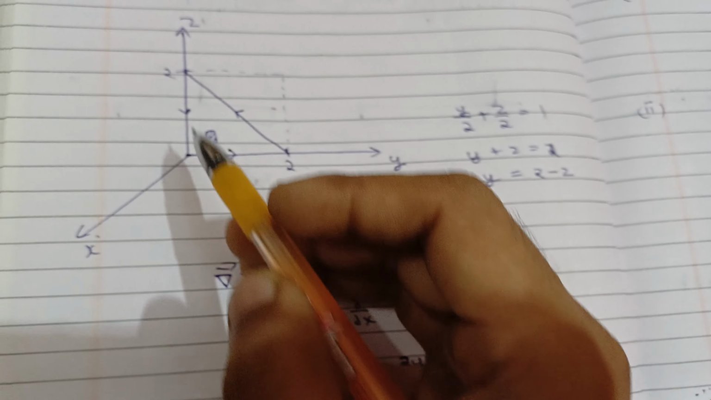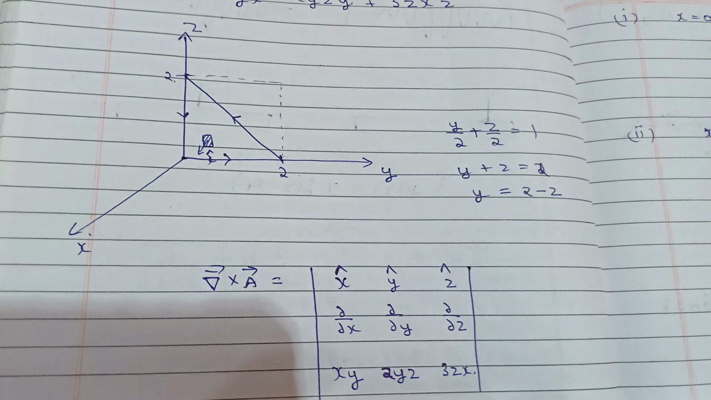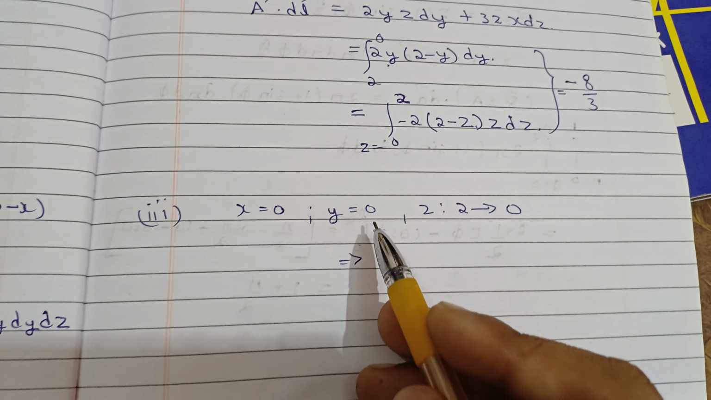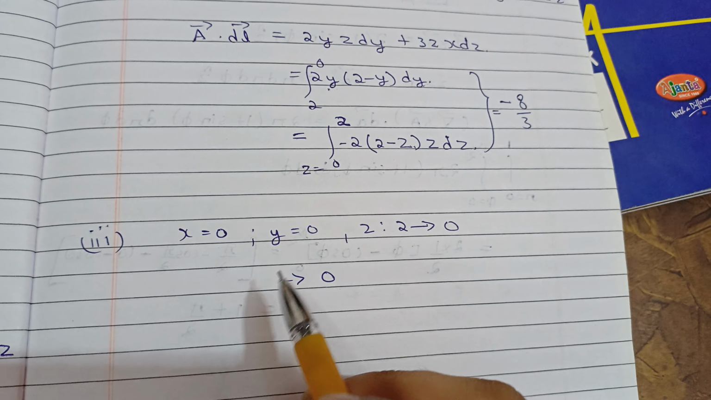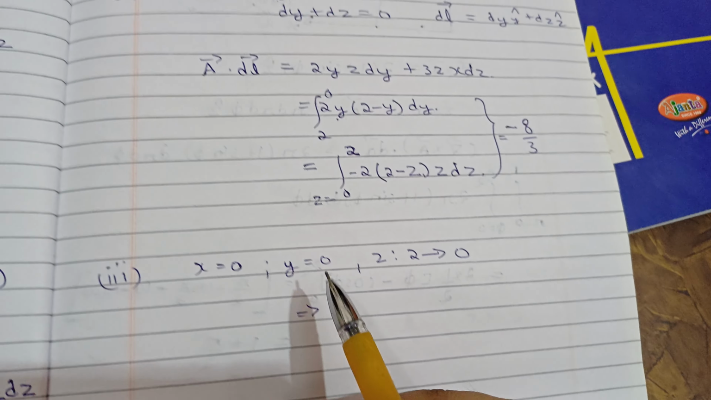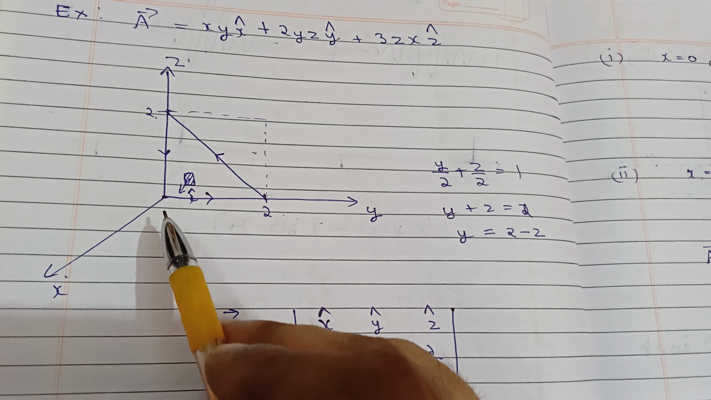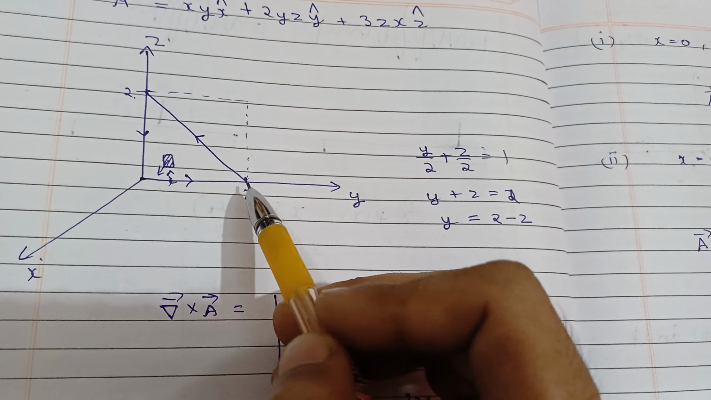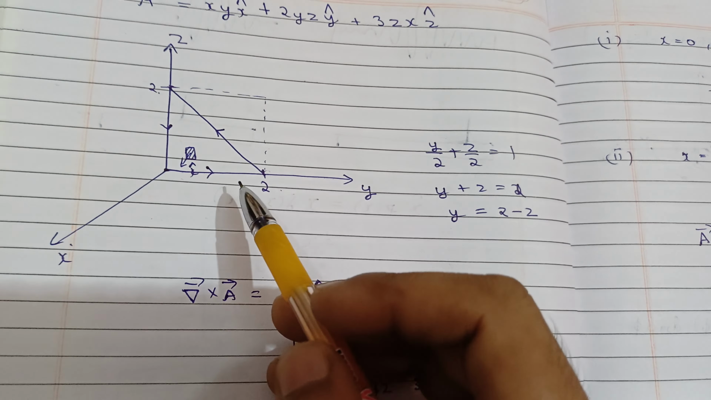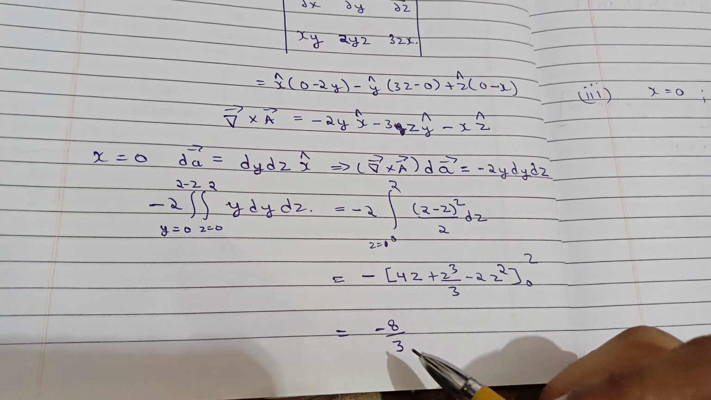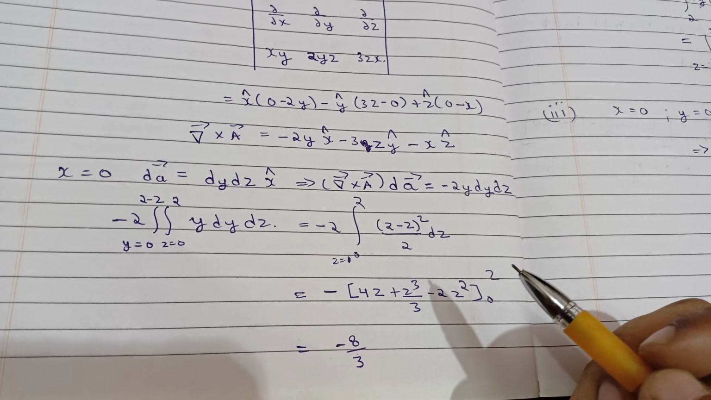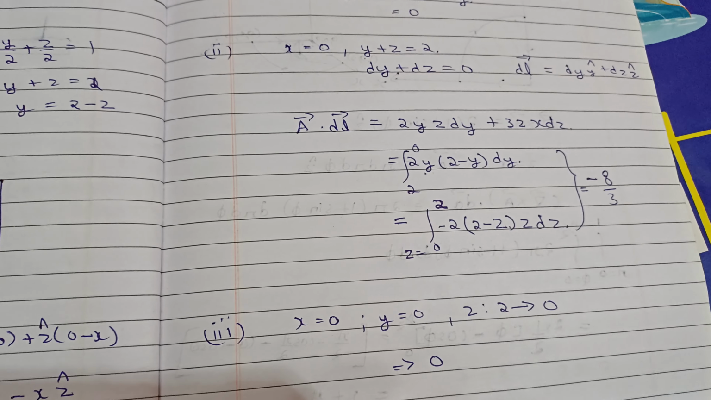And for this third axis, x equal to 0 and y equal to 0, so dl will be dz, and if you solve A dot dl, this third segment will give you 0. So what is your result? This is giving 0, this is 0. So the addition of all three will give you minus 8 by 3. And this is the same as we calculated for the left hand side, that is minus 8 by 3. So that's how we verified the theorem.